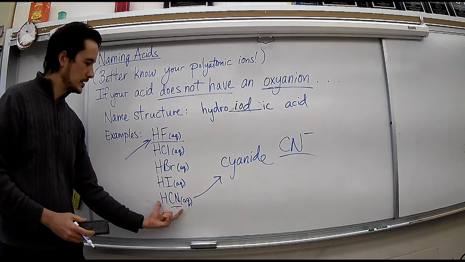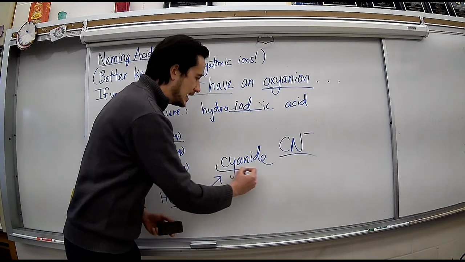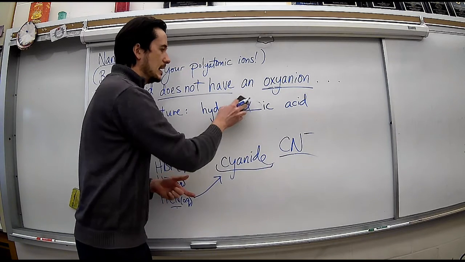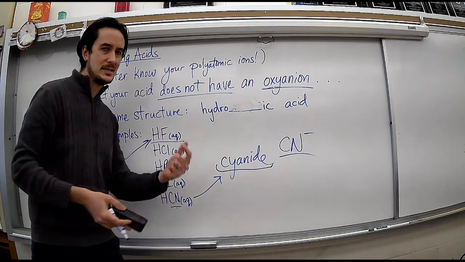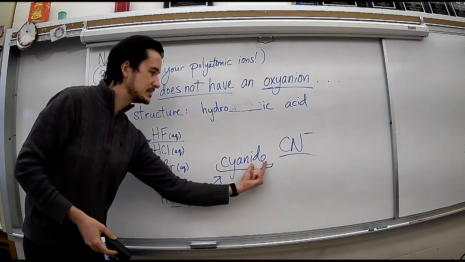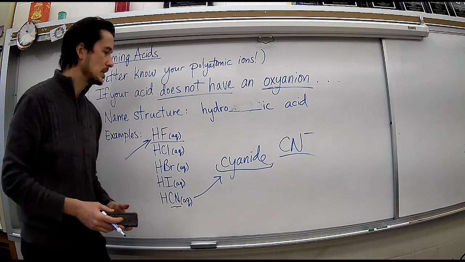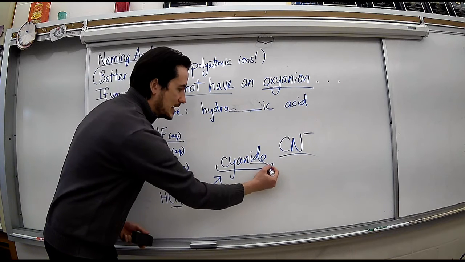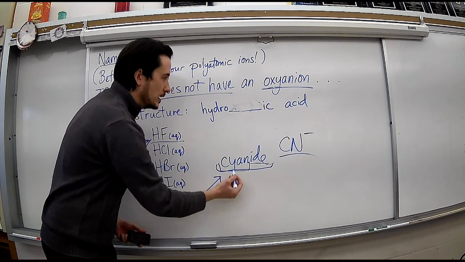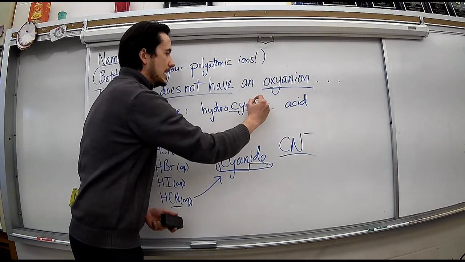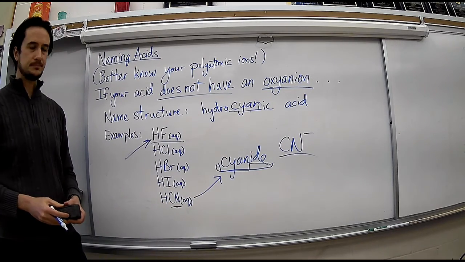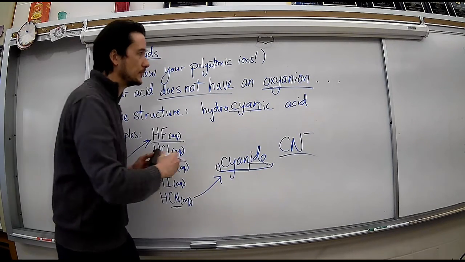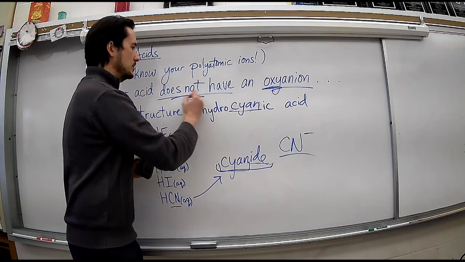All right, and then HCN is cyanide. It's a polyatomic ion. It doesn't end in ate. It doesn't end in ite. It ends in "ide." So instead of cyanide, we're going to use that root there: hydrocyanic acid. All right, so that's if you do not have an oxygen there, right? You do not have an oxygen.